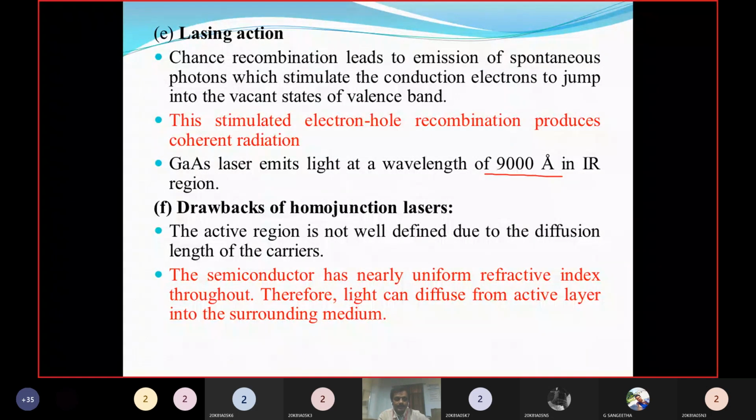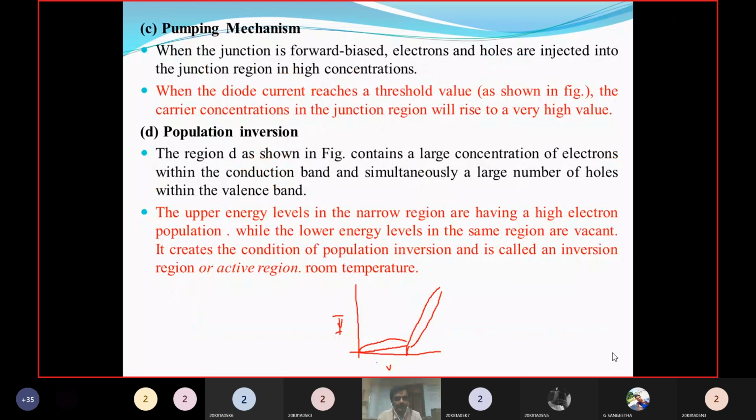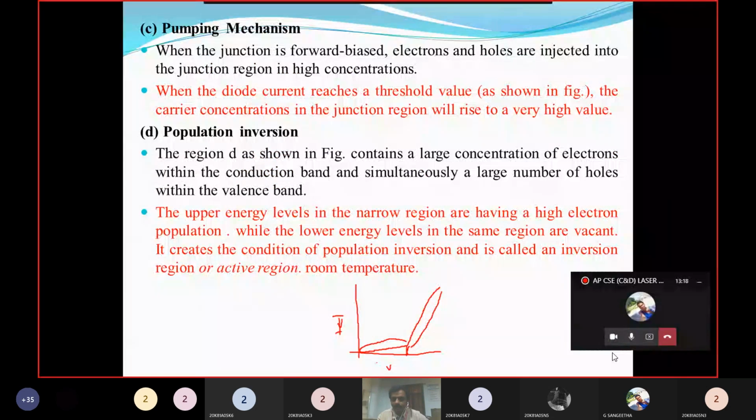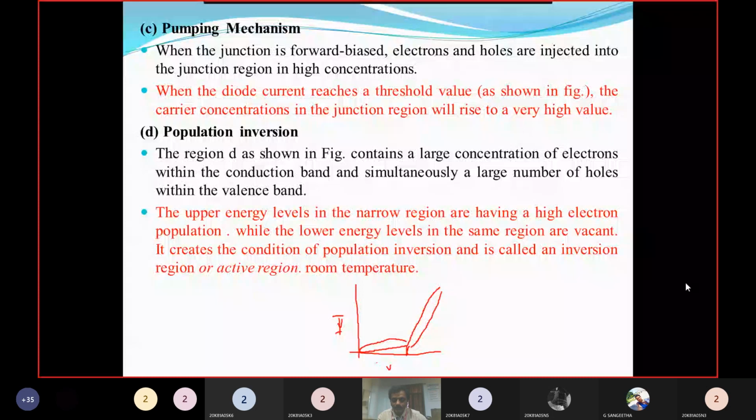So in the last class we discussed the homojunction semiconductor laser. Briefly, I will explain that homojunction semiconductor laser again, because the heterojunction is also the same. In the case of heterojunction also, the properties, the total construction and working, everything will be the same. The only difference is the number of layers.